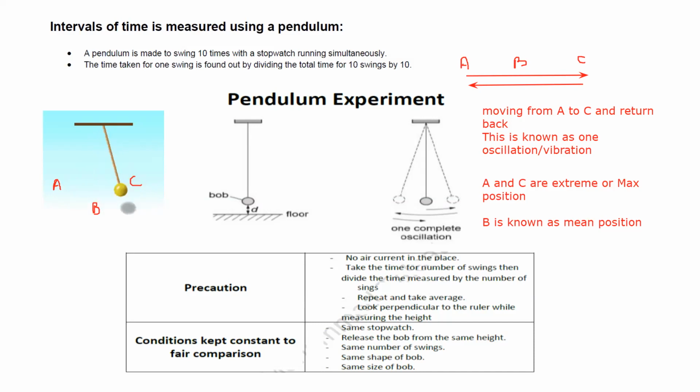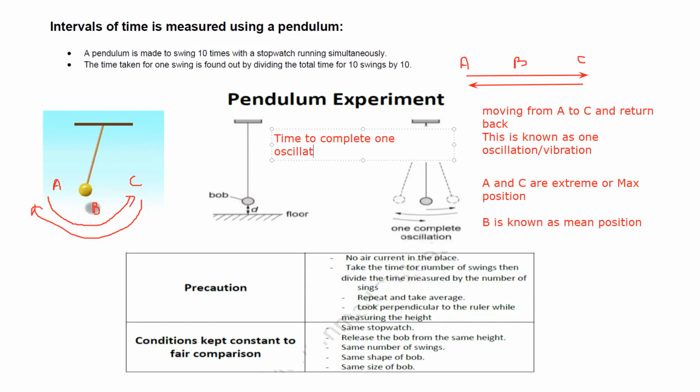So what is the time period? The time period is the time taken by this pendulum to move from one position to another and then return back. For example, we release the pendulum from A, it will move to B, then from B go to C and return back. That time interval is known as the time period. The definition of the time period is the time to complete one oscillation. How much time it takes to complete one oscillation or vibration, we call that the time period.